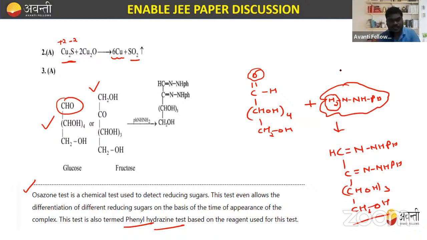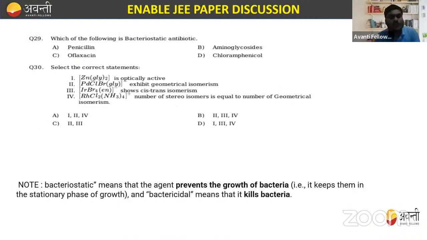Next, go to the next question. Which of the following is a bacteriostatic antibiotic? So here the main keyword is bacteriostatic. What do you mean by this term bacteriostatic? As the name suggests, static. Static means something which is at rest. You study this in physics: static means something at rest, and kinetic means something in motion. So first of all, you should know what this term bacteriostatic means.